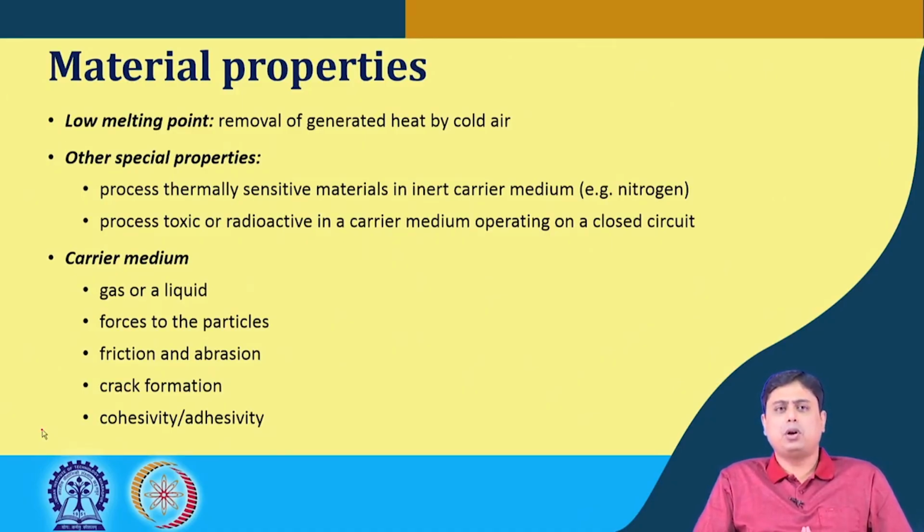Similarly, if we have to process toxic or radioactive material, then we have to choose a suitable carrier medium so that it doesn't react or explode or create any other nuisance, and it should be operated in a closed circuit, that means in a closed loop, which we will see in the next slide, along with the different mechanisms to handle this set of operations.